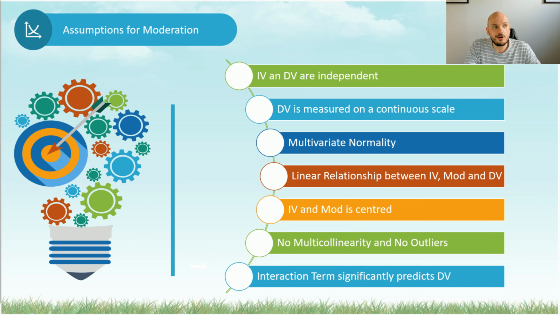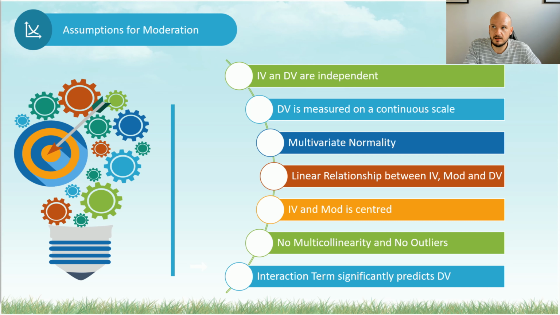Now, there are a couple of assumptions that we need to take into consideration when we want to assess moderation. The first one is that our independent variable and our dependent variable always need to be independent, right? They need to be separate from one another, in the best case scenario also measured at separate times. But they need to be totally independent of one another, so no multicollinearity. Our dependent variable needs to be measured on a continuous scale, right? Whereas our moderator and our independent variable can be dichotomous, binary, or a count variable, it's important that our outcome variable is rated on a continuous scale.